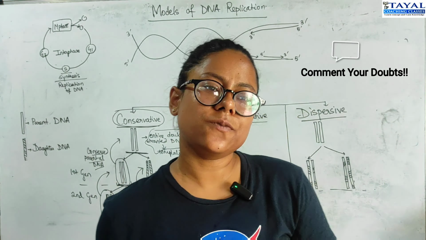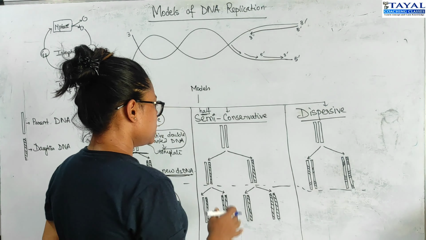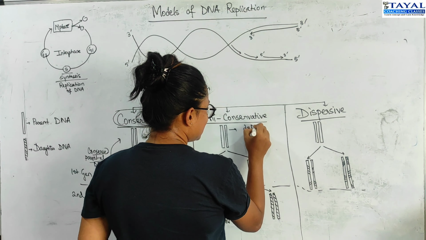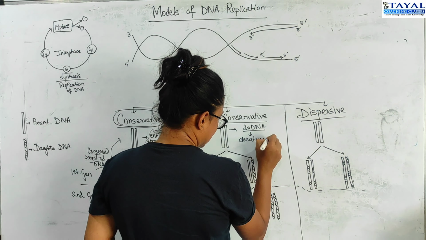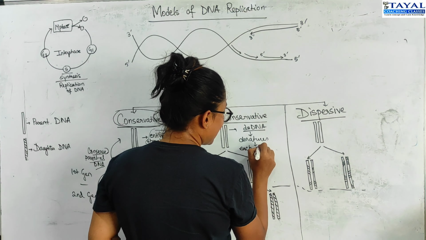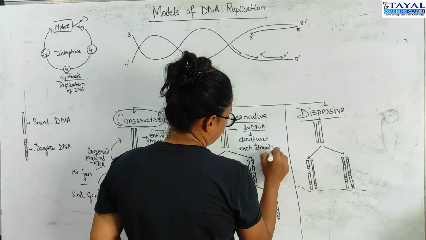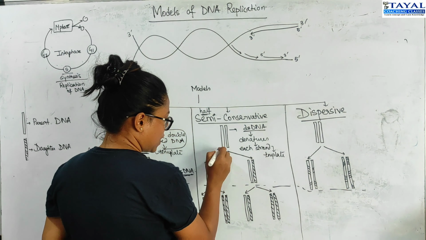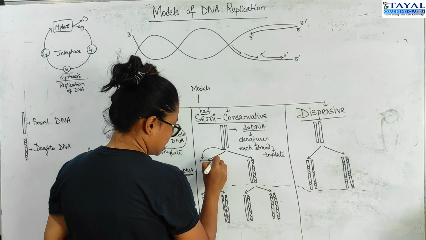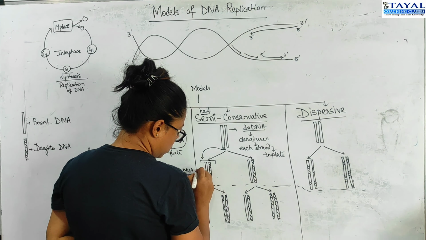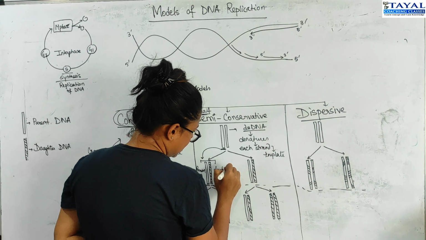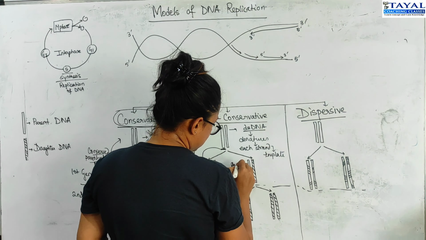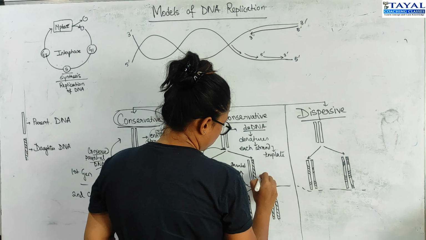Okay, now for semi-conservative, the idea is different. Here semi means half, so half conservation will happen. What do I mean by half conservation? It says that the dsDNA denatures and each strand serves as a template DNA, right? So this strand will give rise to one new set. One would be parental, and one would be the daughter, the new strand. Similarly here, one would be parental and one would be the daughter.